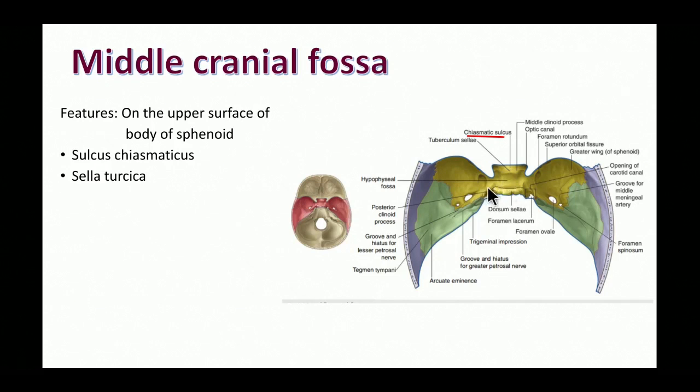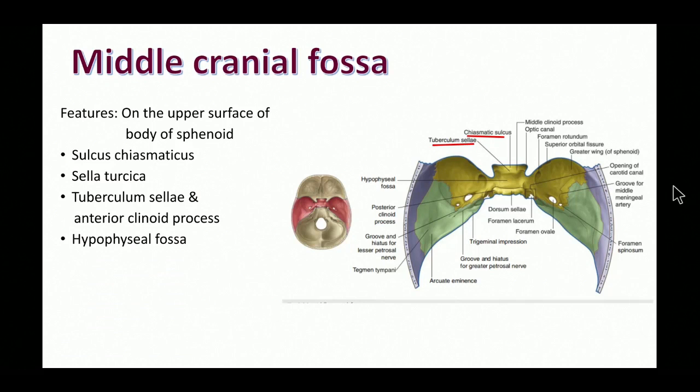On either side of the dorsum sellae, you again have a projection which is called the posterior clinoid process. The posterior clinoid process gives attachment to the attached border of the tentorium cerebelli. So the anterior clinoid process gives attachment to the free border of the tentorium cerebelli, and the posterior clinoid process to the attached border of the tentorium cerebelli.